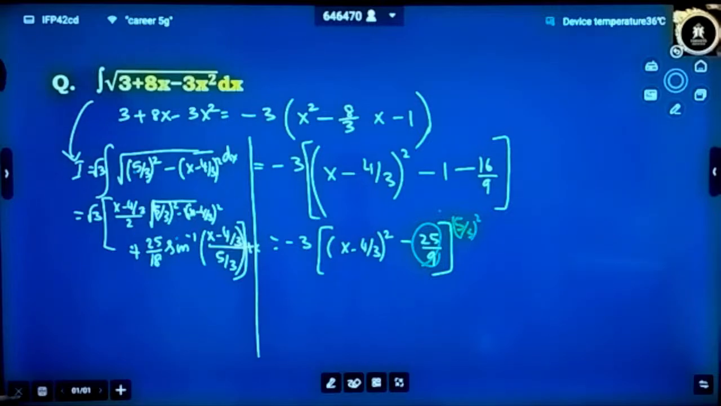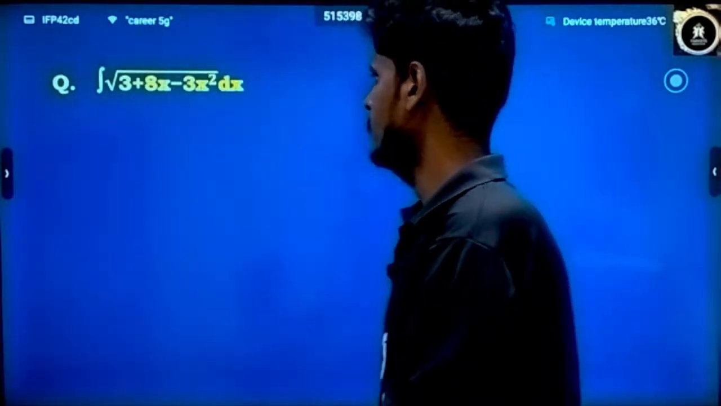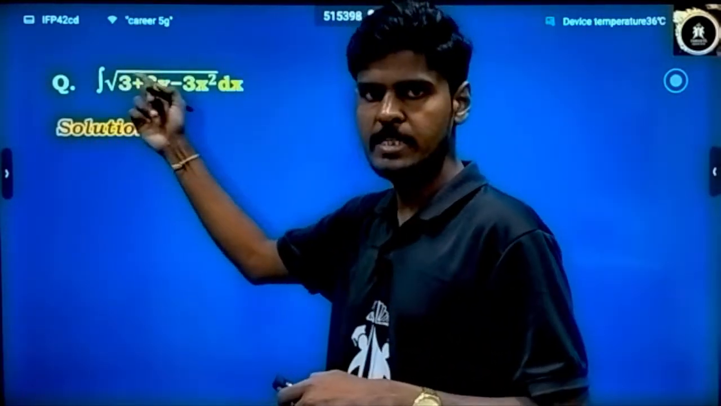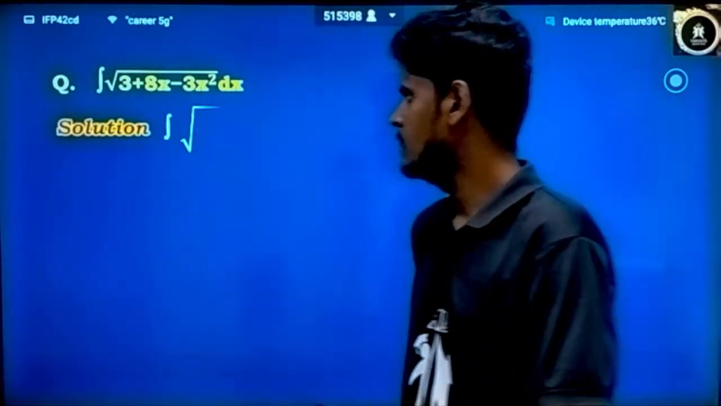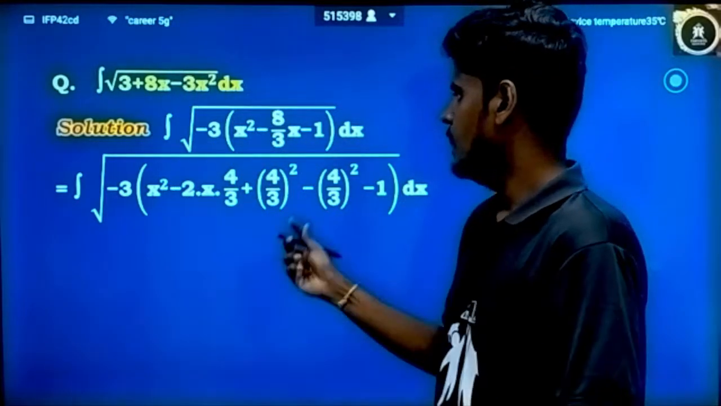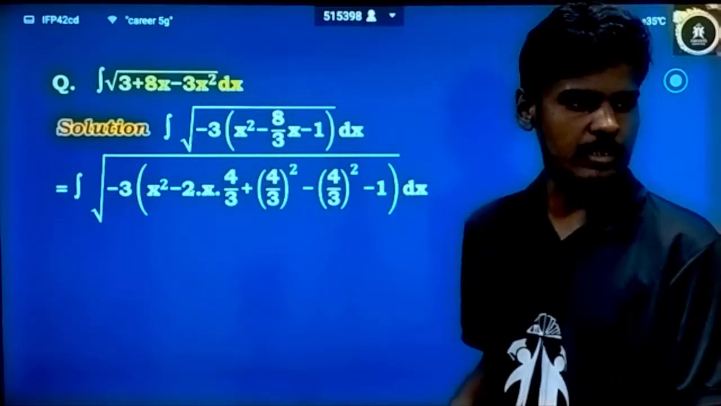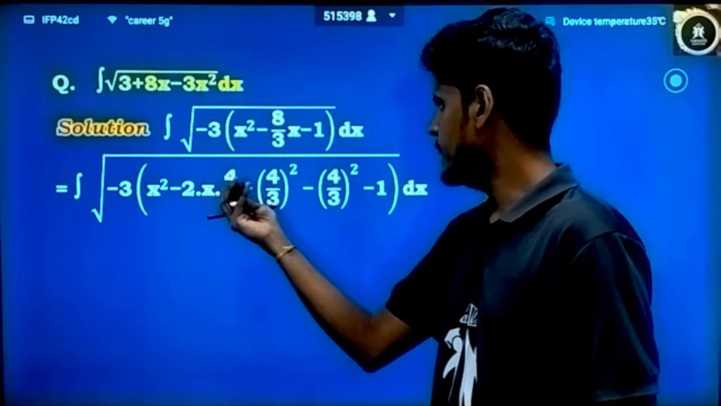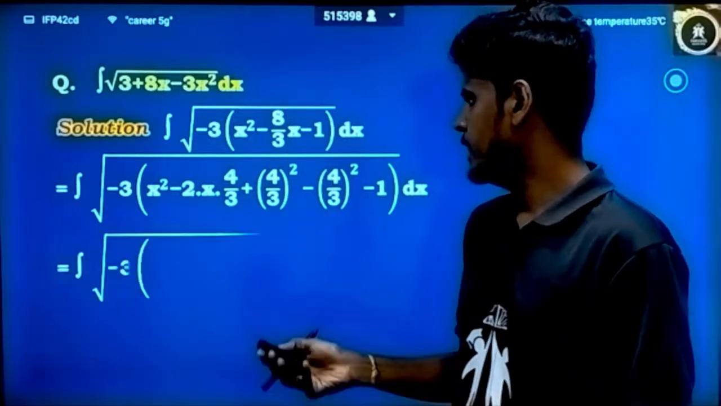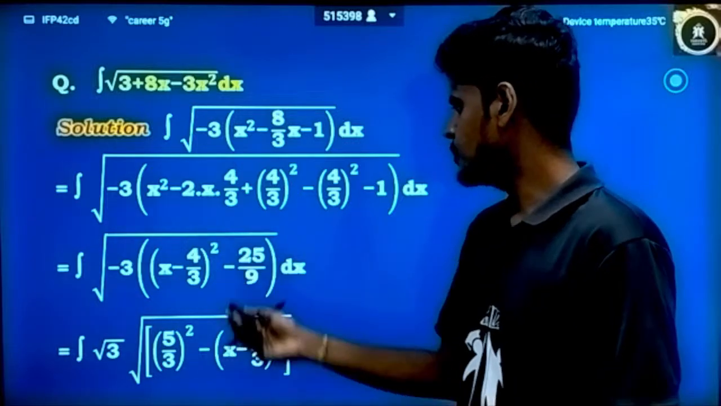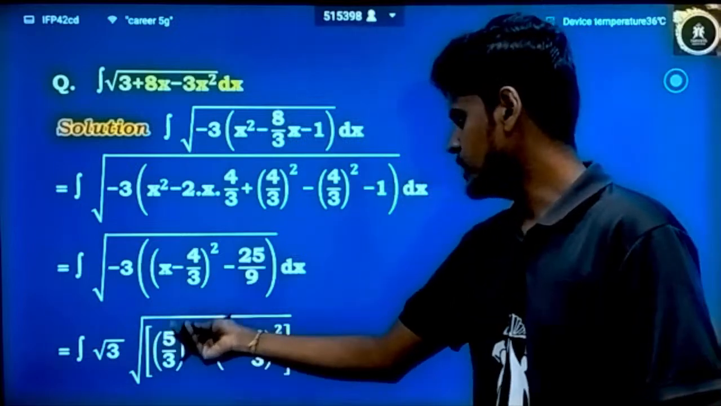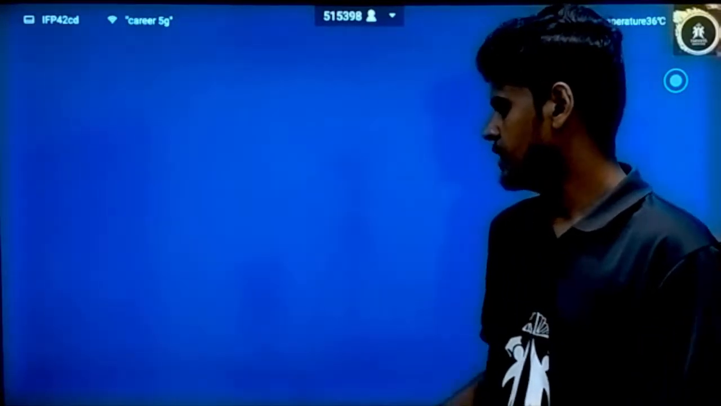Now we can see the solution. So what is the first step? Try to take this minus 3 outside. Minus will be inside root. We can take root 3 outside this. So minus 3 times of the remaining factor, and express this in perfect square term. That will be (x − 4/3)² − 25/9, where this 3 will go outside the square root, that will be √3 into √((5/3)² − (x − 4/3)²).